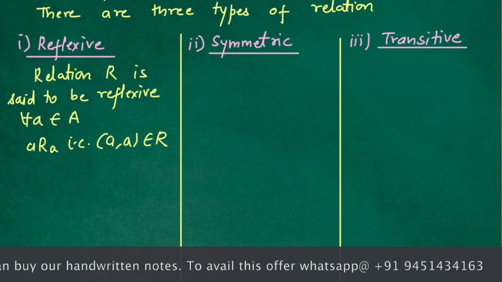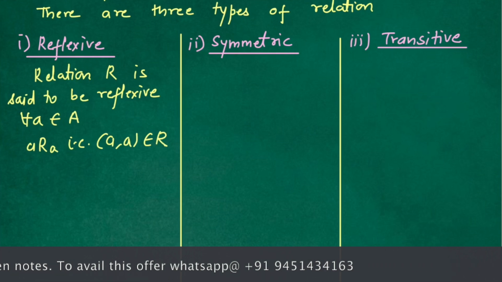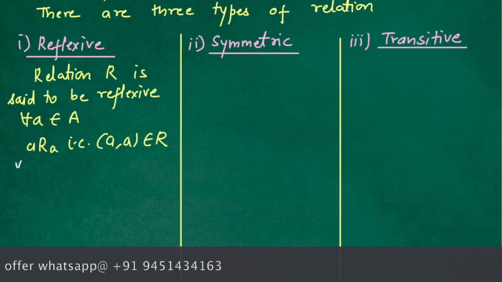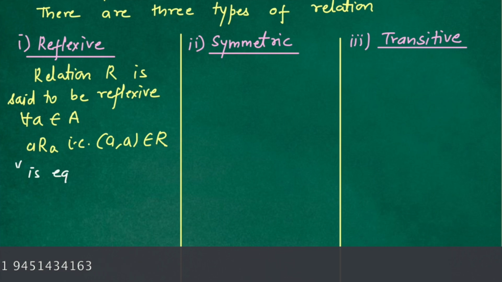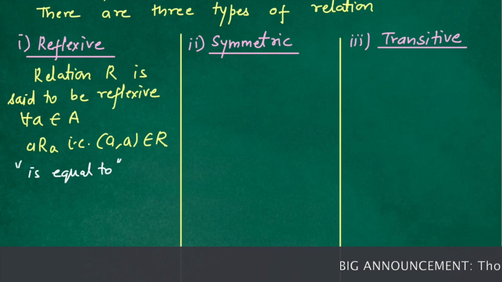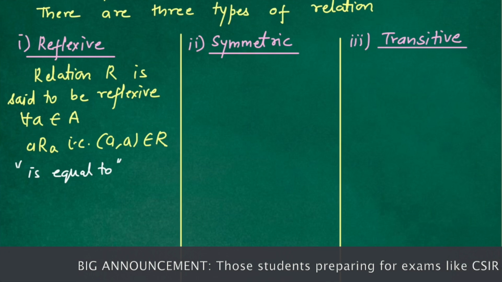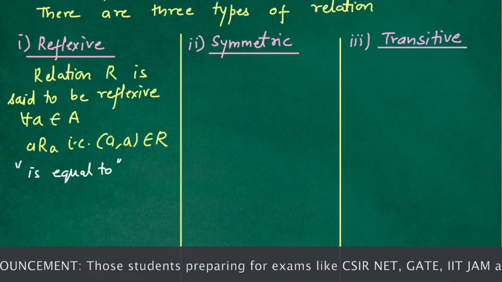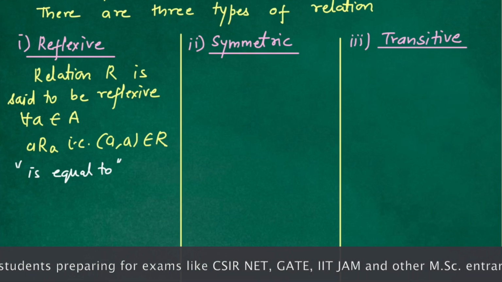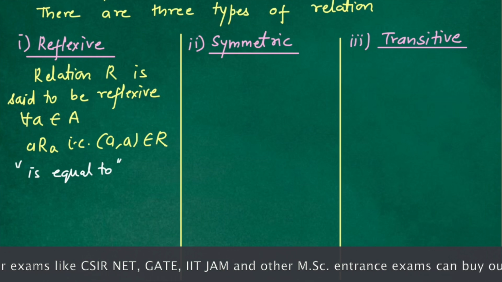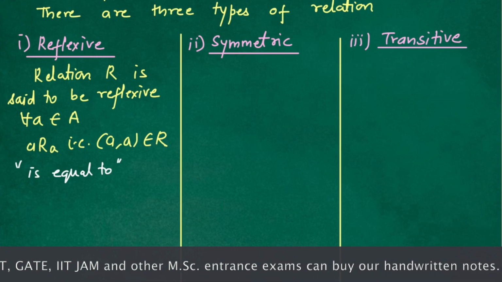Now see an example. The relation is equal to is a reflexive relation. If I take set of natural number N, then we know that every natural number is equal to itself. So that means on a set of natural number this equality is a reflexive relation.